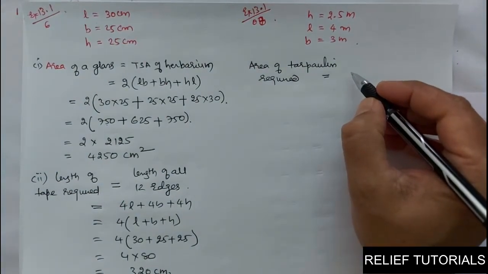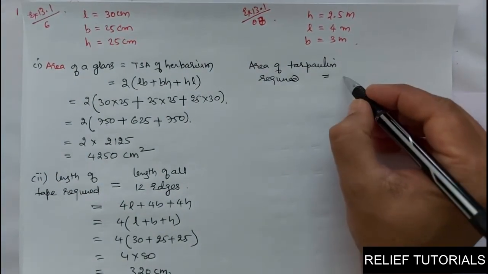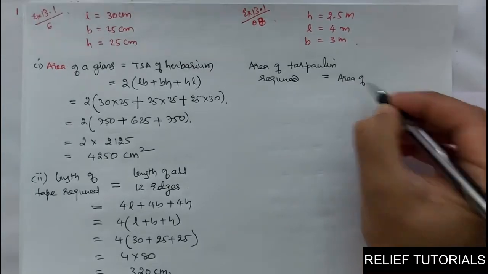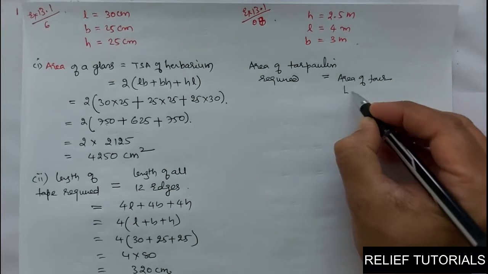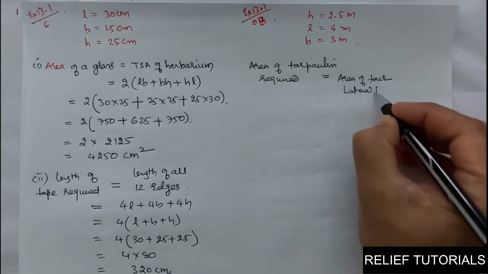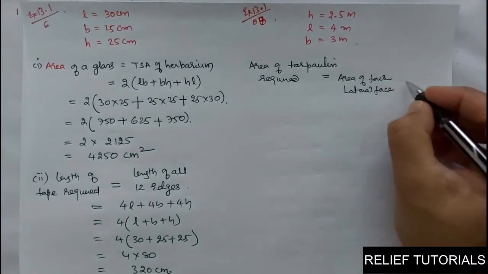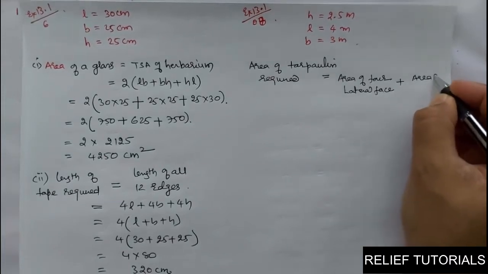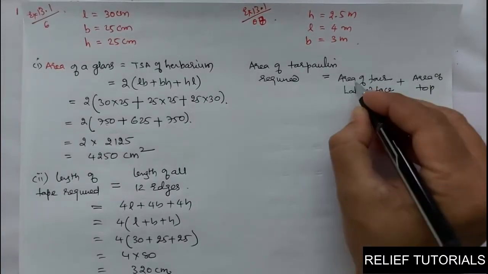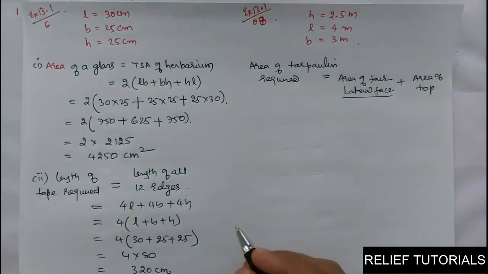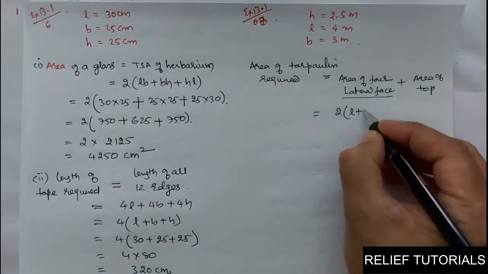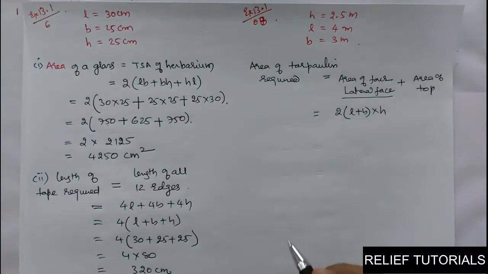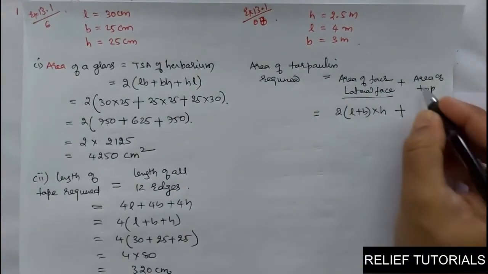So how can you do this? You require the area of 4 lateral faces, that is the lateral surface area, plus the area of top. Lateral surface area of a cuboid, as we have discussed, is 2 into perimeter of base, 2 into (L plus B) into height, plus area of top.